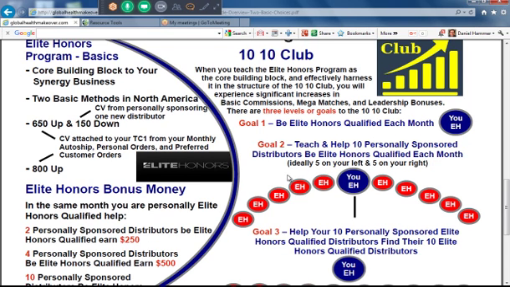Now, let's look at what this means with regards to actual information. Like anything, this is an example. Every example is predicated on numbers. Numbers vary. So understand that I'm going to show you some examples that can change from month to month because people are using different volumes to be Elite Honors qualified. So I'm going to give you 3 examples for the month of July.